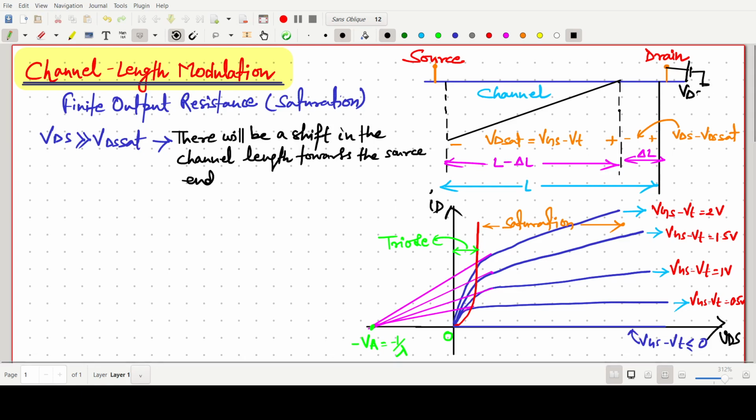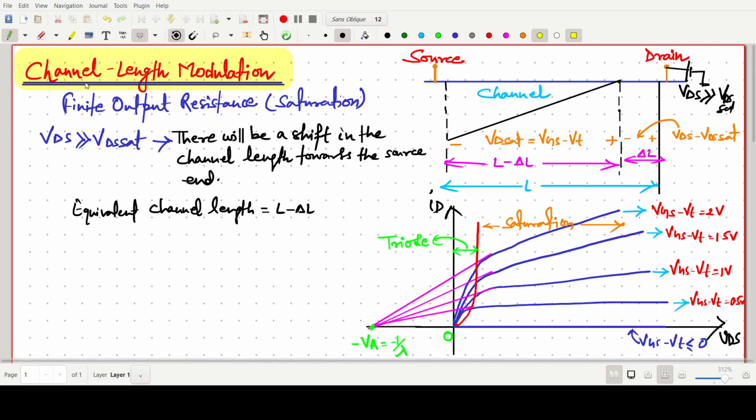If VDS is just greater than, or much greater than, VDS set, there will be a shift in the channel length towards the source. Suppose initially the channel length is L. There will be a shift of some distance delta L. So the equivalent channel length, the channel length after the drifting, will simply be L minus delta L.